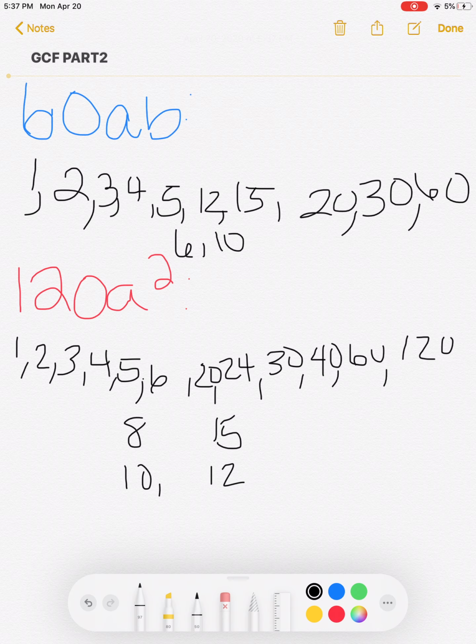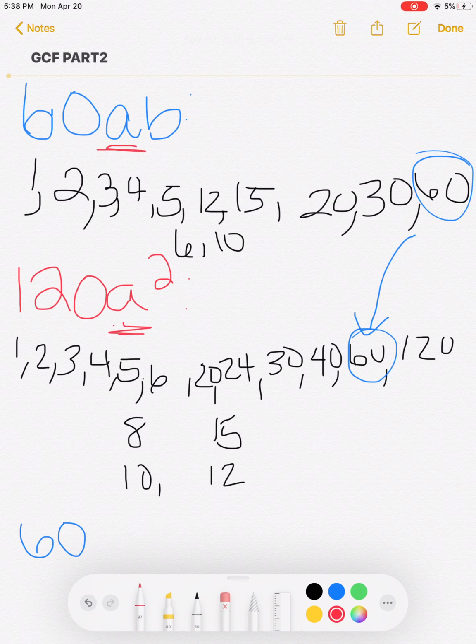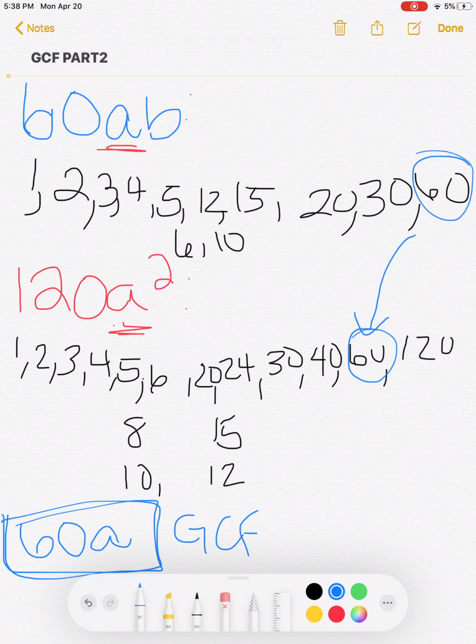So if I look at the biggest factor of 60, the biggest factor of 60 is 60. Now I'm going to check to see if that same factor is over here, and it is. So therefore, the biggest number that can go into 60 and into 120 is 60. Now, I'm also going to see what else they have in common. This 60 has an A, and this one has an A. They both have at least one A in common. Since that 120 does not have a B, I cannot include the B. So therefore, the greatest common factor of 60ab and 120a squared is 60a.